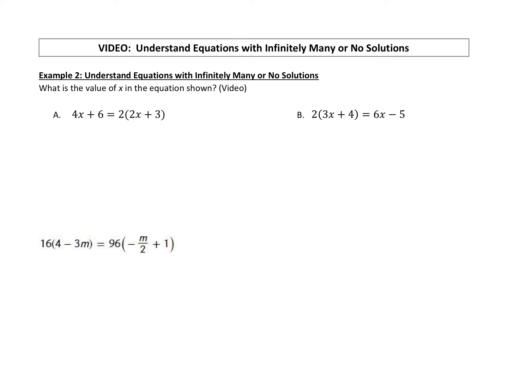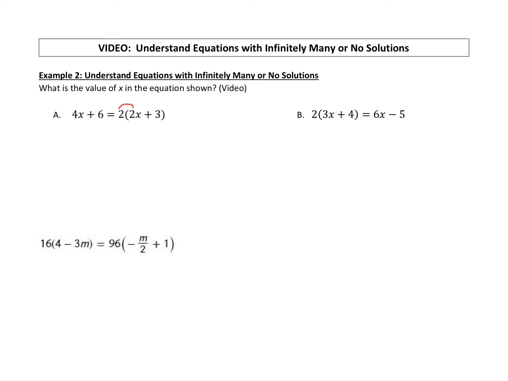All right, we're going to move into some examples with that infinitely many or no solution type of answer. So we're going to solve it like we normally would. Make sure both sides are cleaned up, do any distributing you may need to do. So in our first example, this side looks good, 4x plus 6. This side over here, we're going to take care of that distributing.